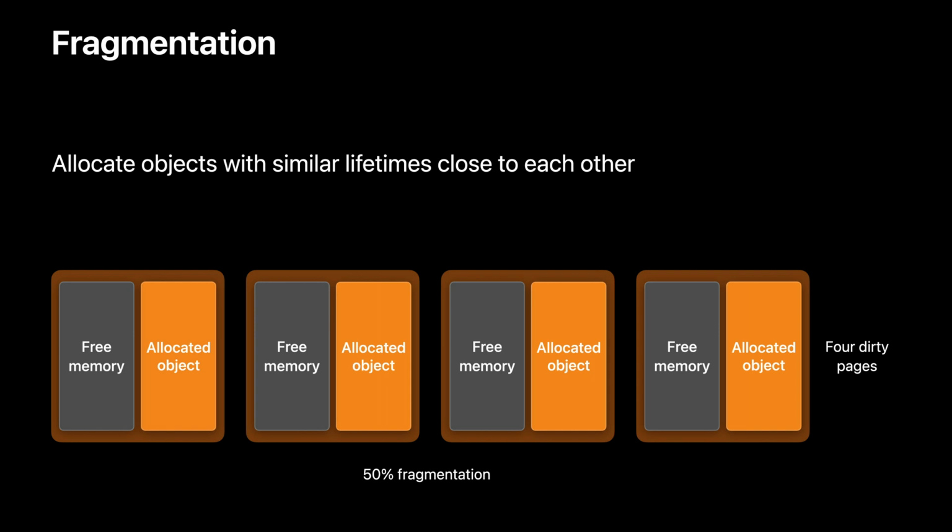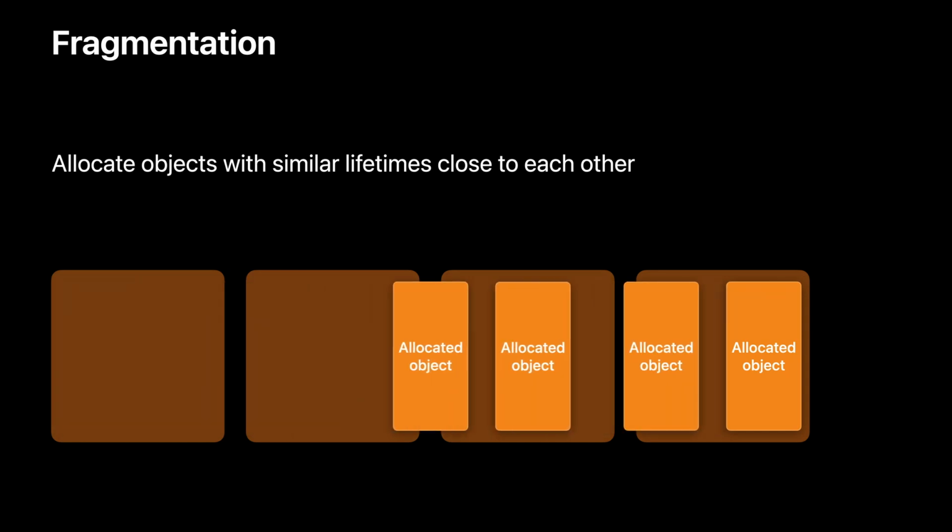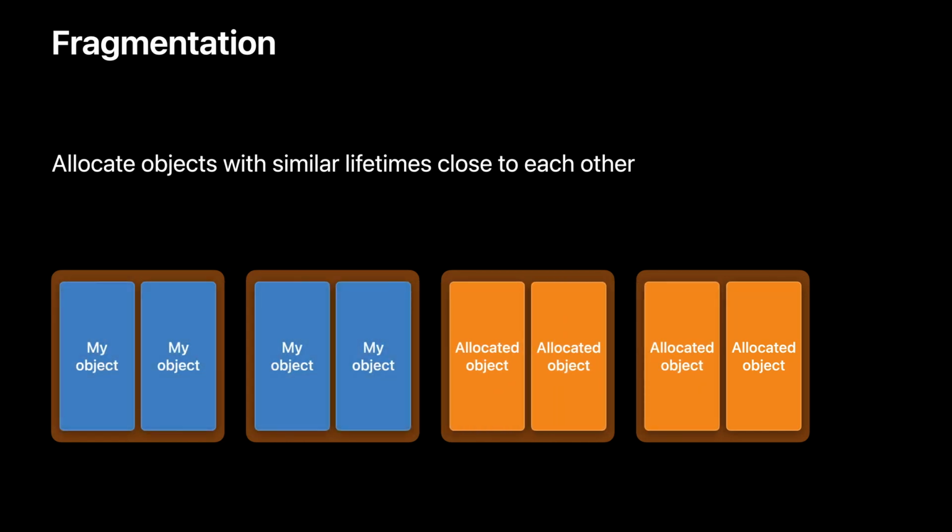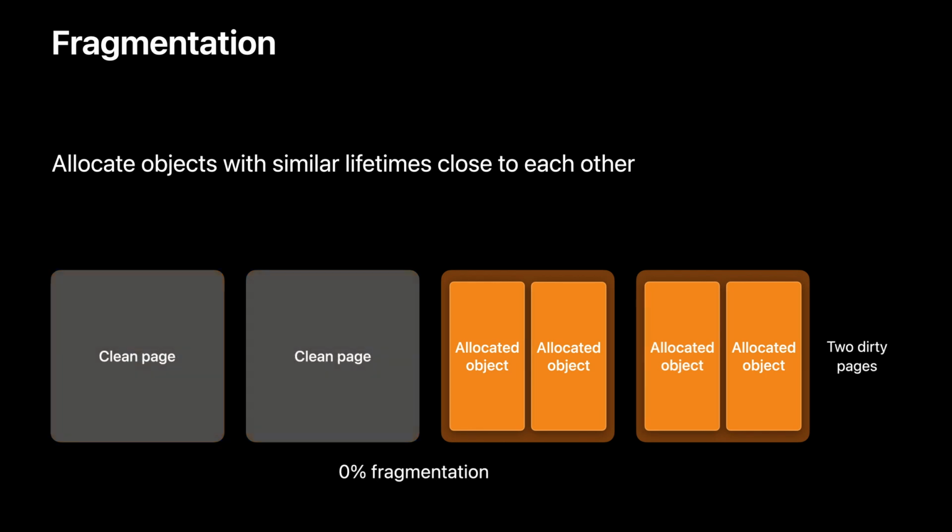Now, when I free all my objects, I have 4 slots of free memory, none of which are contiguous because they're broken up by these allocated objects. This results in 50% fragmentation and 4 dirty pages. Not great. What if I instead wrote code to allocate all of my objects together? Now, they all end up together on 2 pages. And when I free my objects, the process frees up 2 clean pages for the system, resulting in only 2 dirty pages and 0% fragmentation.